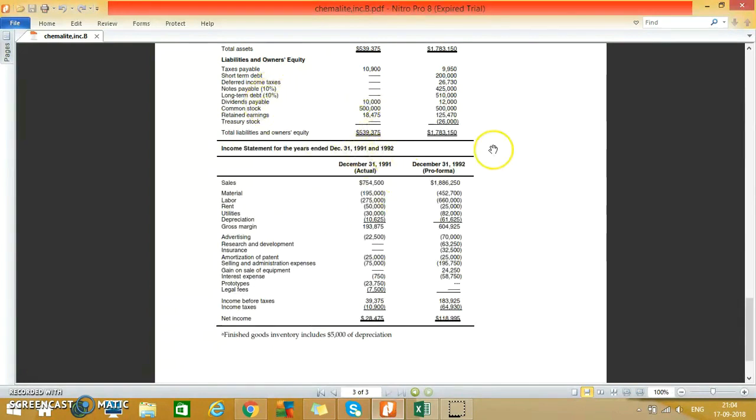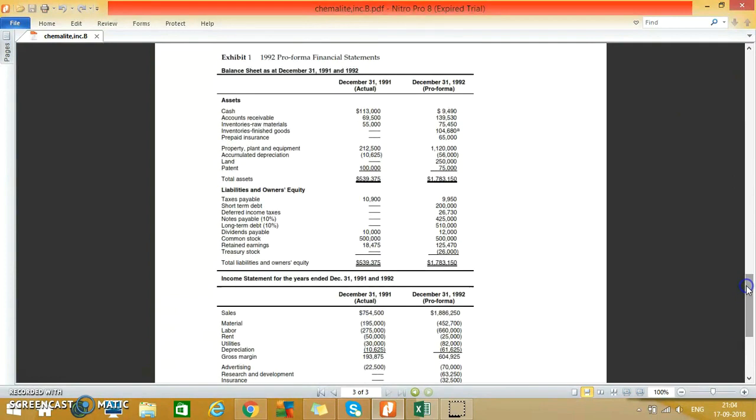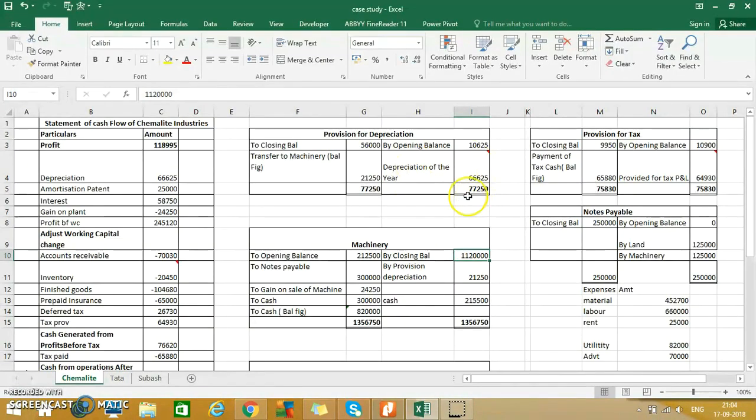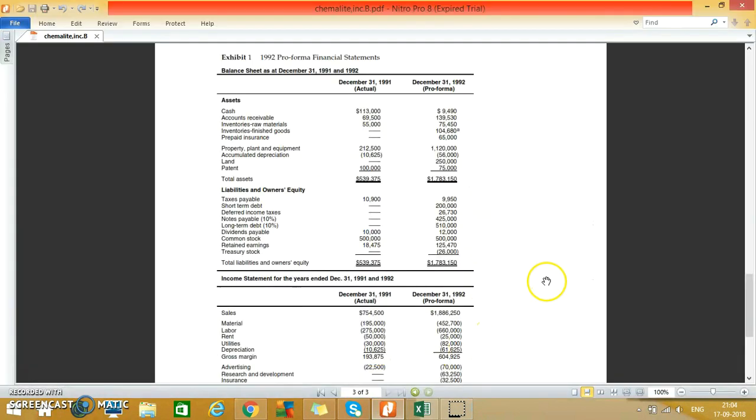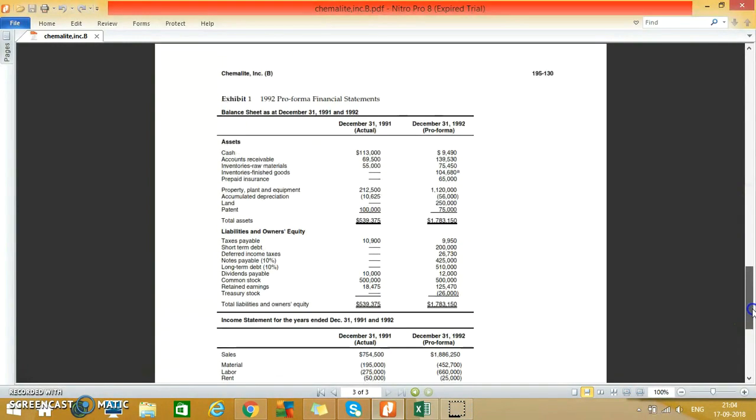Let us look at the balance sheet here and see what the machinery says. Now what's the amount of the machinery? 2,12,500. Now I said earlier that this amount of depreciation has to be transferred here because this has been sold away. Now what next do they say? They say that when you look into your P&L account, there was a gain on the sale of machinery. Now what does that mean?